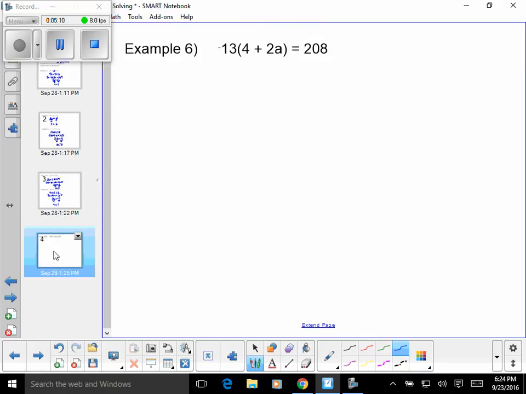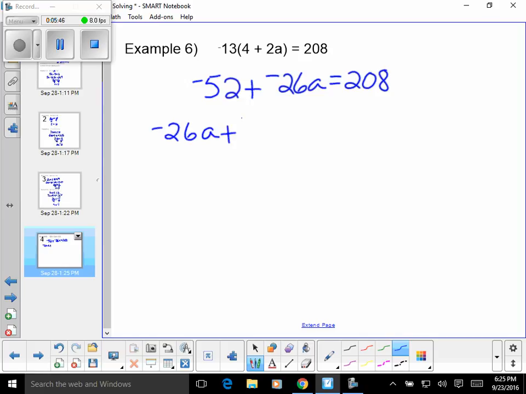Example 6. Now this one is a bit like example 4. You have a choice. You could actually use the commutative property and change it around to 2a plus 4, but you really don't have to. -13 times 4 is -52, plus -13 times the 2a is going to be -26a equals 208. Now here is where I would recommend that you use the commutative property and write it as -26a plus -52. Then you're going to minus that -52 from both sides.